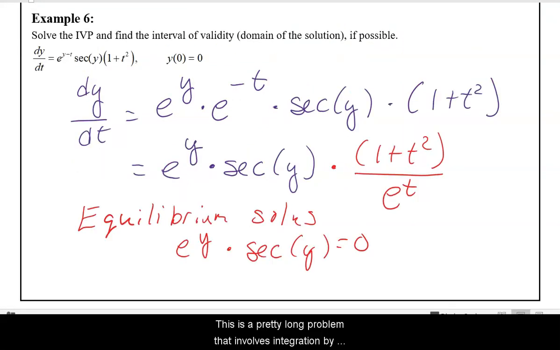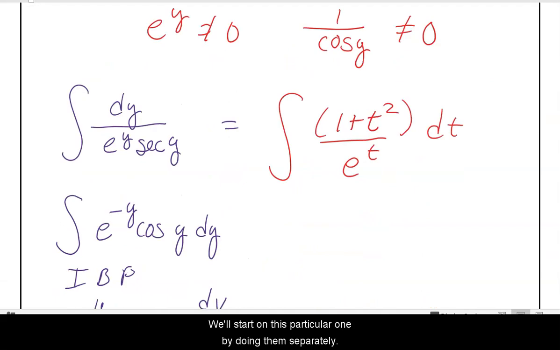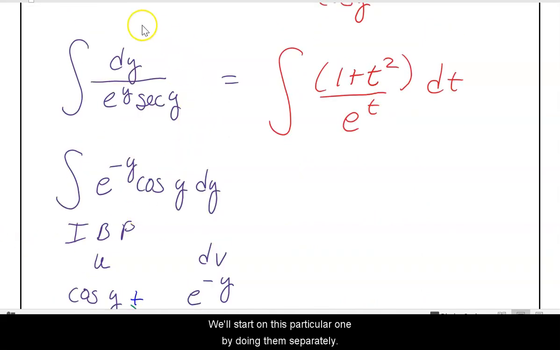This is a pretty long problem that involves integration by parts on both pieces. We'll start on this particular one by doing them separately. I chose to do the one with respect to y first, and I'll leave the one with respect to t to follow it. I did them again color-coded so that the one with respect to y is in purple and the one with respect to t is largely in red.